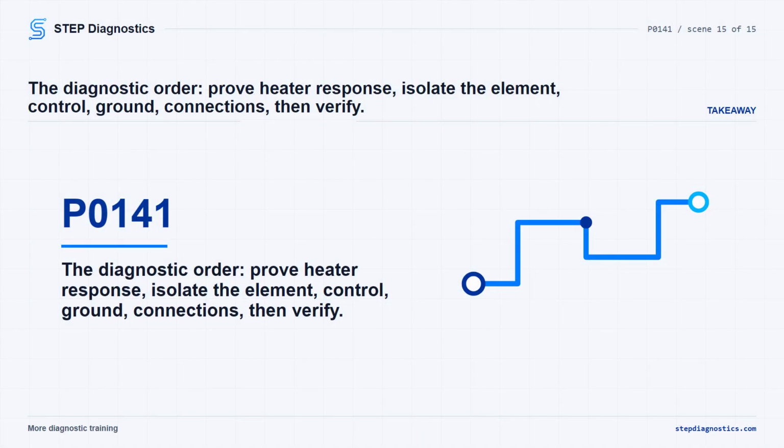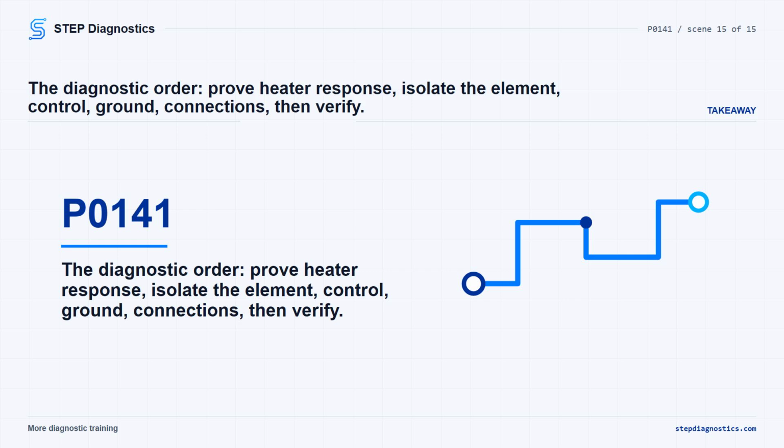Keep verification separate from testing. After any sensor replacement, circuit repair, connection repair, or PCM programming, erase the codes, operate the vehicle under the conditions that allow the monitor to run, and confirm P0141 stays gone.